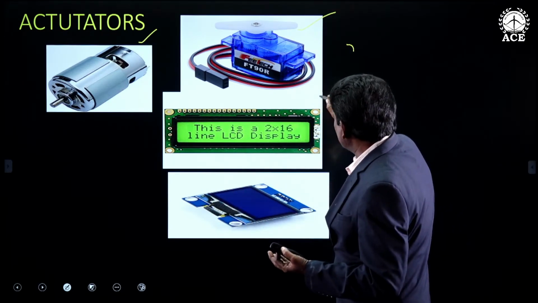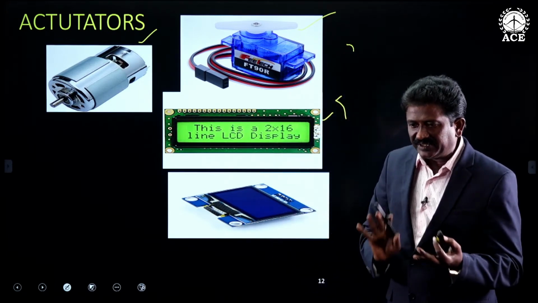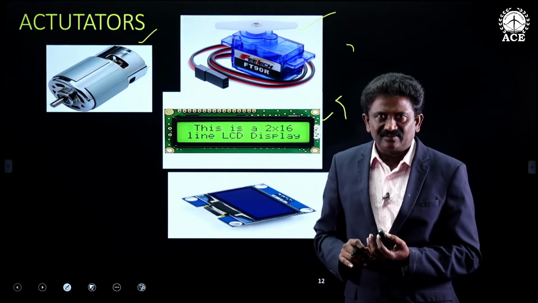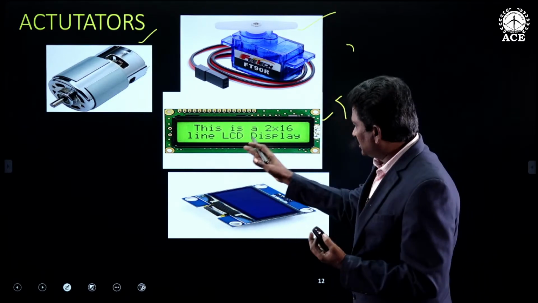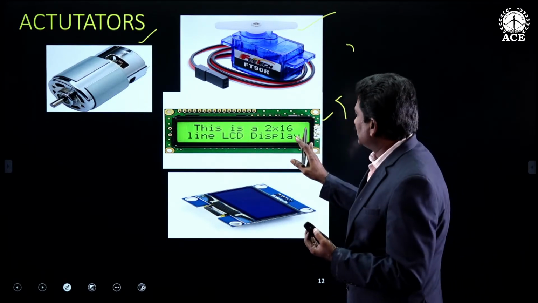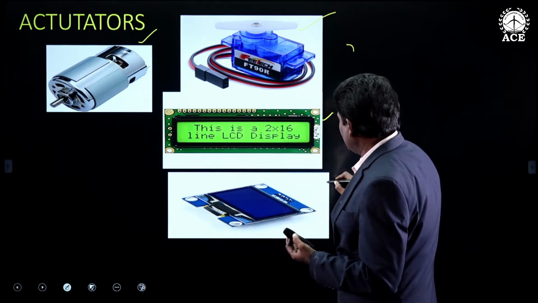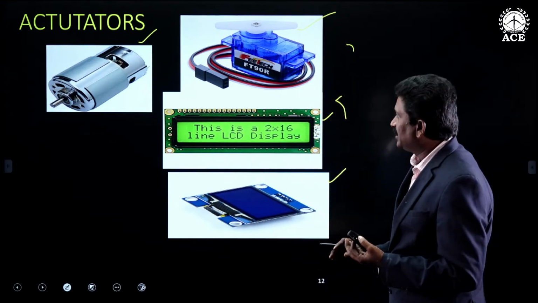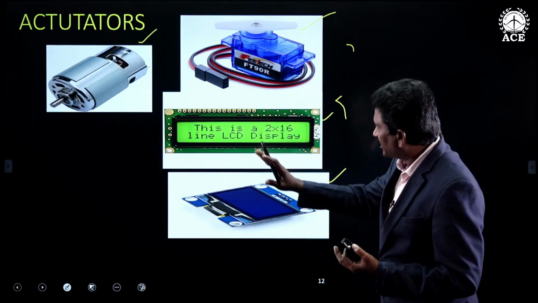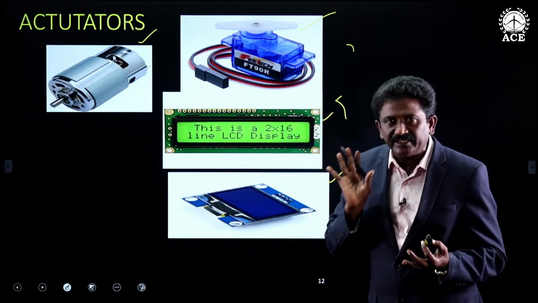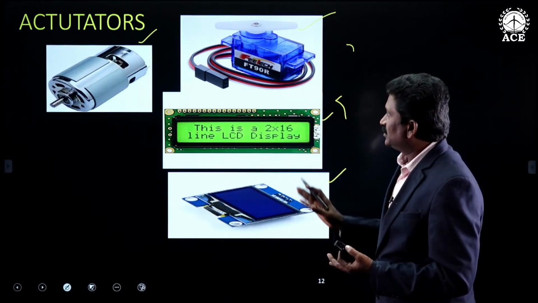Next LCD. Using LCD you can see the output of the device in the form of some letters. Nowadays the OLED type is also available in the market. This is the OLED type of display. Actually all are actuators. Now using these actuators we are able to see and observe the output of the amplifier. So these are the actuators.